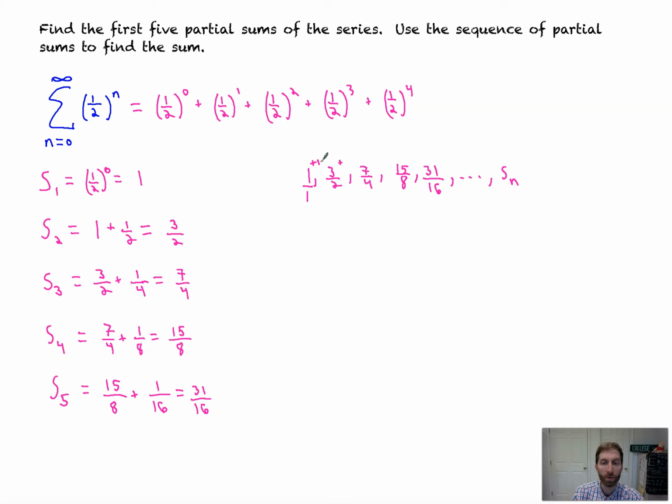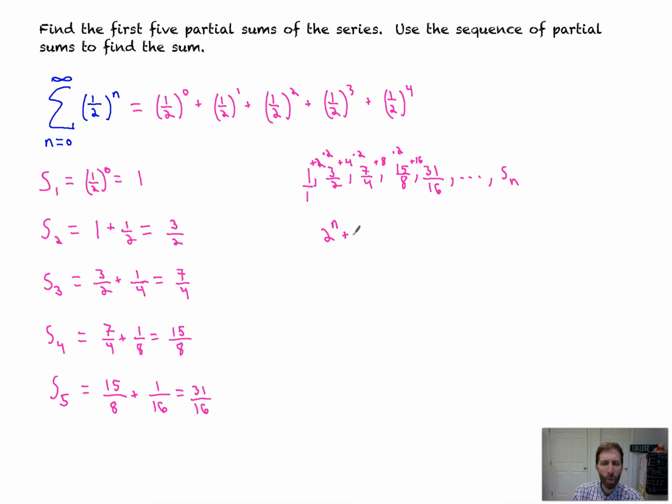Then we go up by 2. Then we go up by 4. Then up by 8. Then up by 16. Looks like we're going up by powers of 2, right? Because we need to multiply by 2 for every preceding term to get to the next term. So that means that the top is probably 2 to the n.